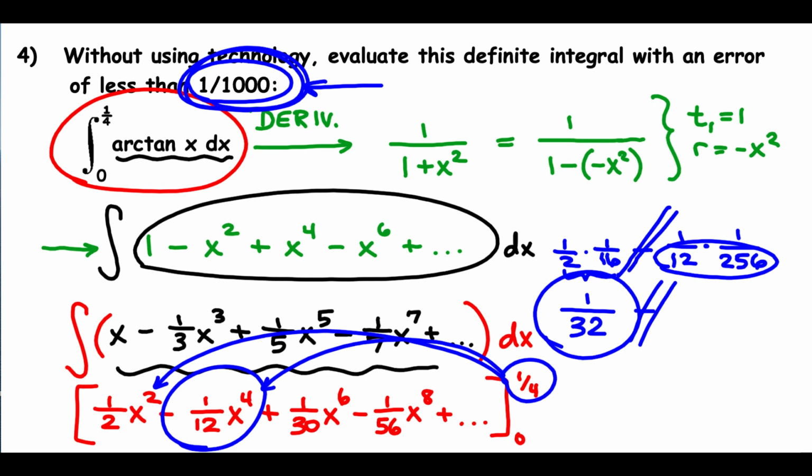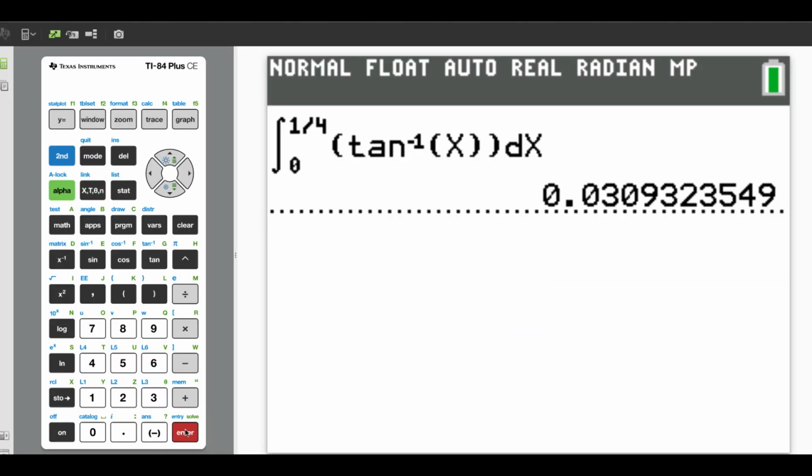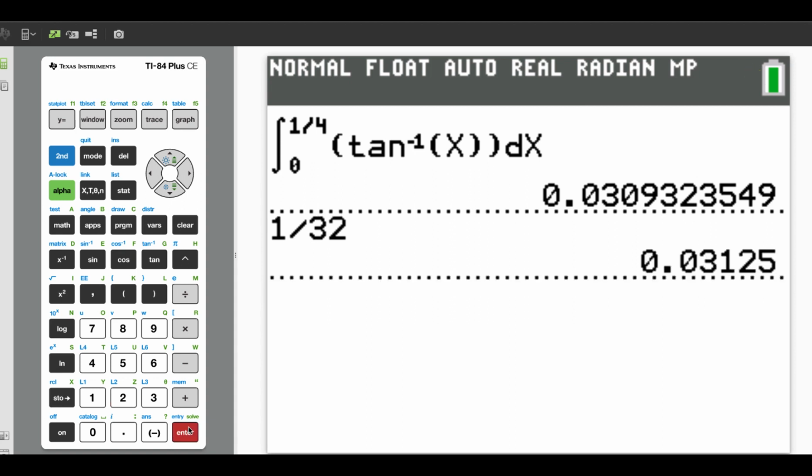Now, of course, I'm a little curious to see if I'm right or not. So I'm going to go ahead and switch to the graphing calculator. I'm going to plug in my 1/32. We'll see what that is. And I'm also going to see what the arctan of x integrated from 0 to 1/4 comes out to be. I think I'll do that one first. So let's slide over to the graphing calculator. All right, let's see what this gives me. 0.0309, and 1/32, which was my answer, is very, very close. You can see that we are within 1/1000th. Both of them round off to 0.031, so we're there. So that's great. So that's number 4.